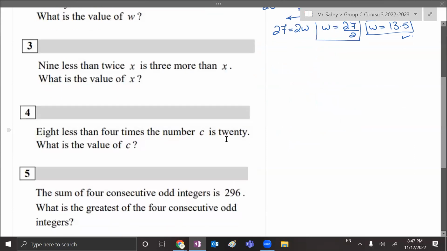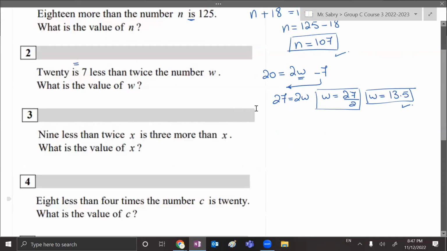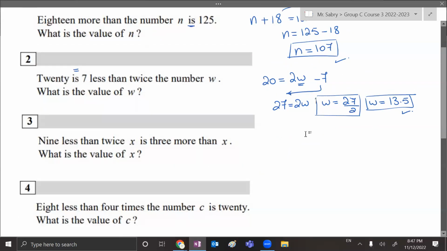Moving to number 3 right away. 9 less than twice x. Yes, dear. Mister, when is it to the power of something? When they say to the power of, or they say squared or cubed. Not twice, right? No, twice means times. Okay. You're most welcome.